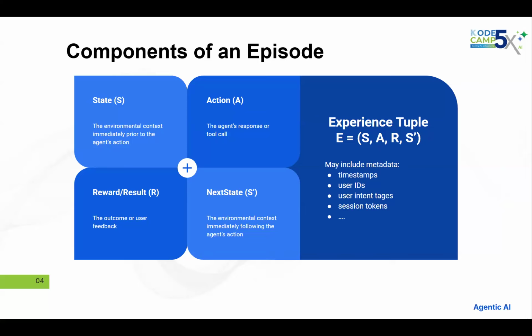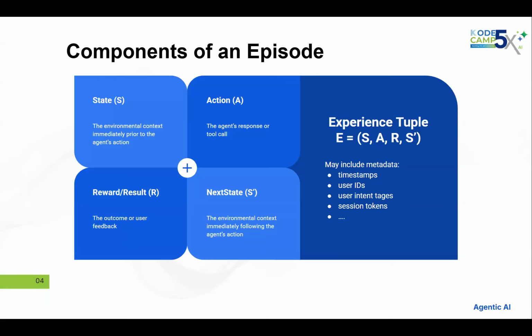So let's say the agent execution cycle is at a particular node, say node A. Now, prior to getting to that node A, what is the environmental context of the agent? That is the state. The next is action, in no particular order. Action here refers to what the agent does, the response it gives to the user, or, if it's a tool node, the tool call that the agent makes.